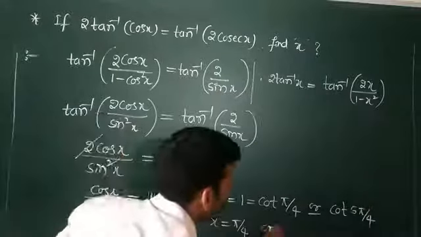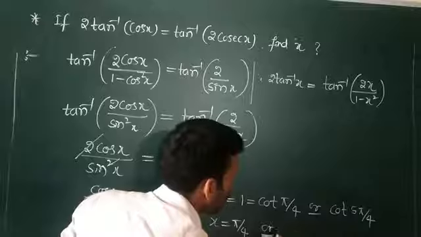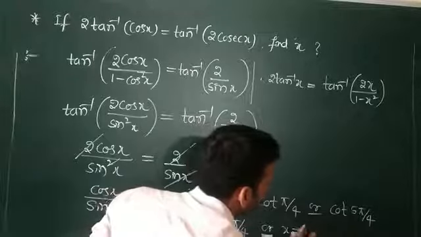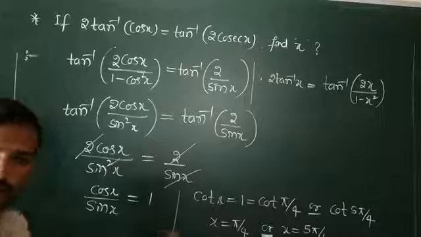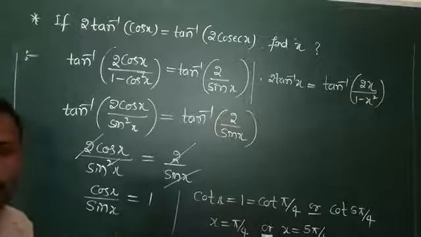That's why x has two values: x equal to pi by 4 or x equal to 5 pi by 4, the respective values for this inverse trigonometric function.